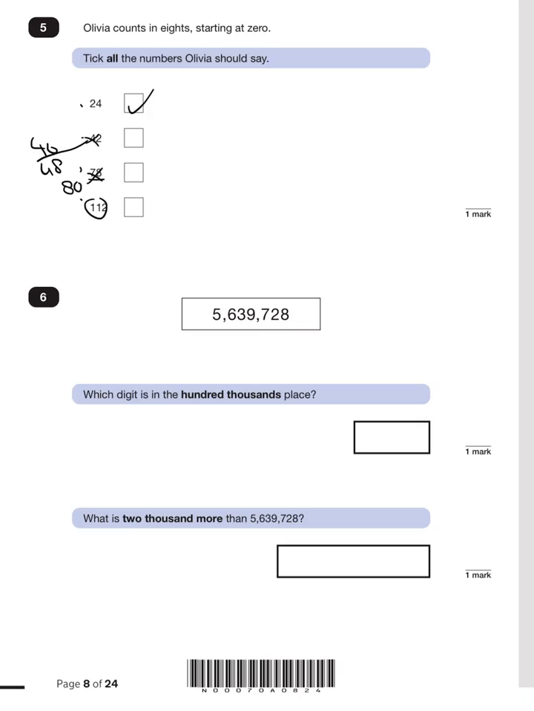Is 112 divisible by 8? I know 7 times 8 is 56. If I do 56 times 2, if I double that, I get 112. So yes.